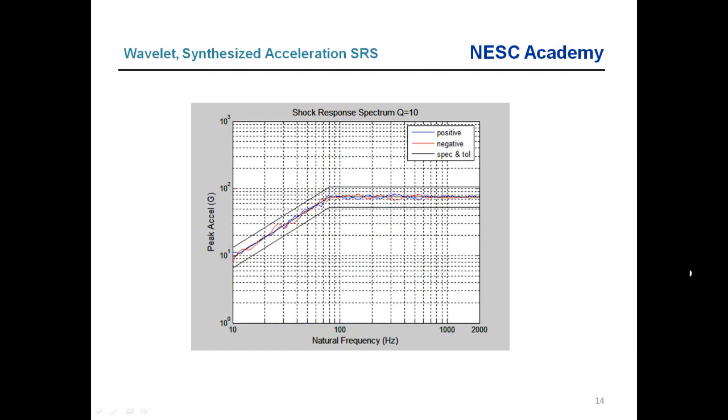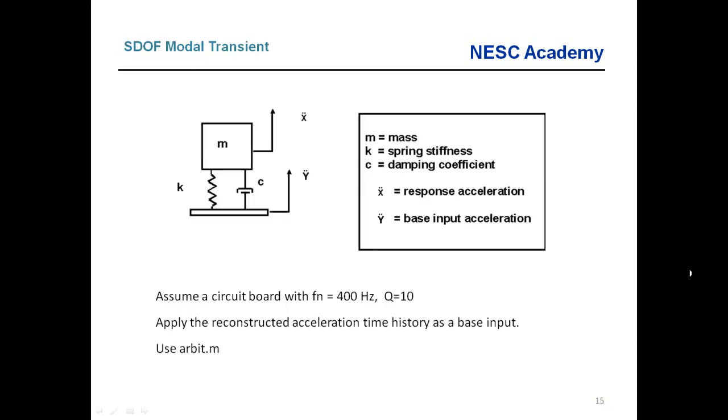And then the shock response spectrum, we've seen this plot before. We have good compliance to the nominal spec within the plus and minus 3 dB tolerance bands. So here we are now. We want to take that acceleration time history and apply it as a base input to a spring mass system, a single degree of freedom system. And we've talked about this system before.